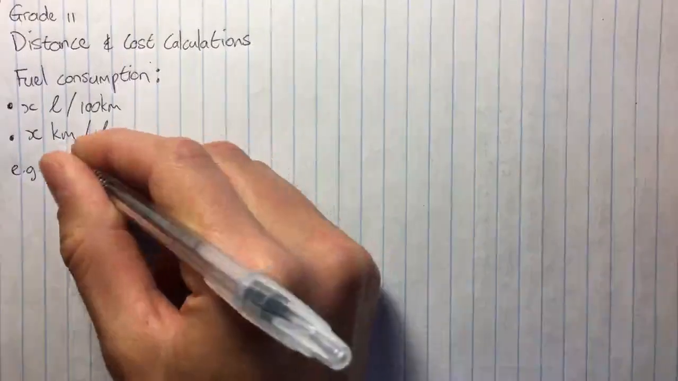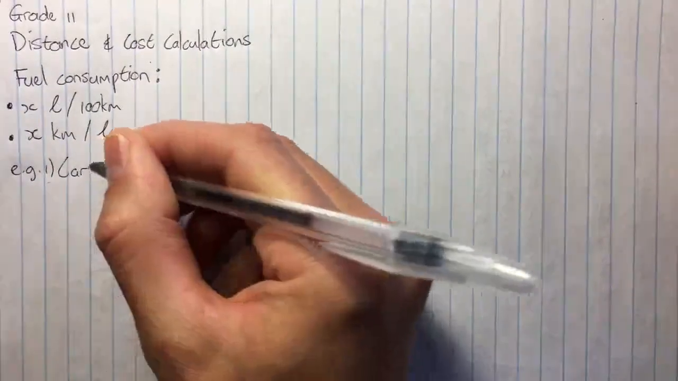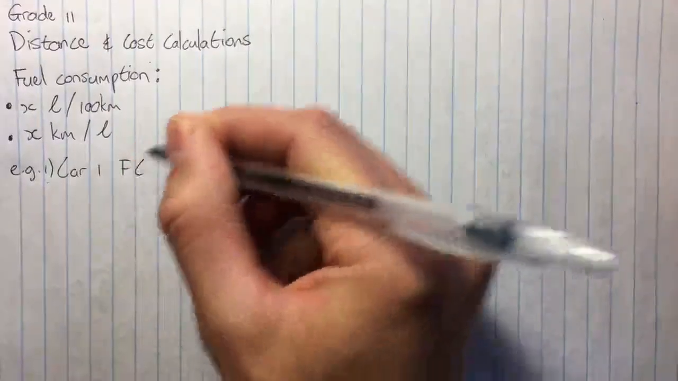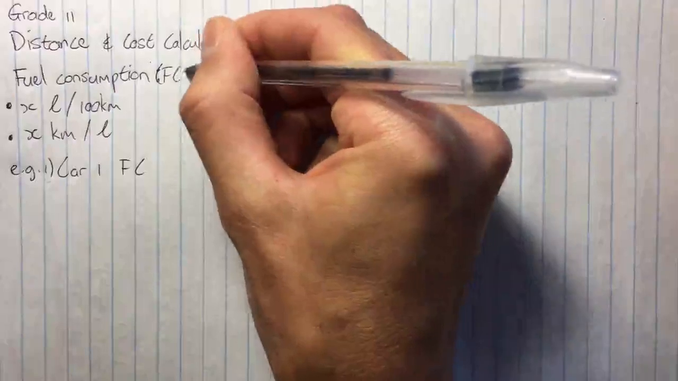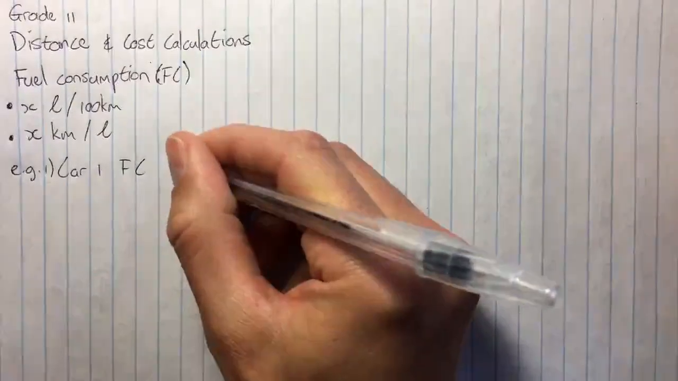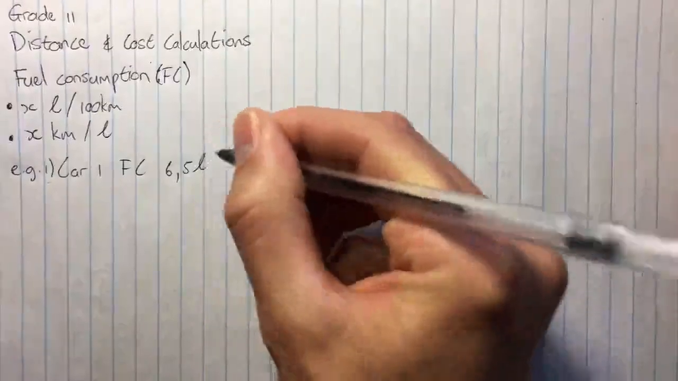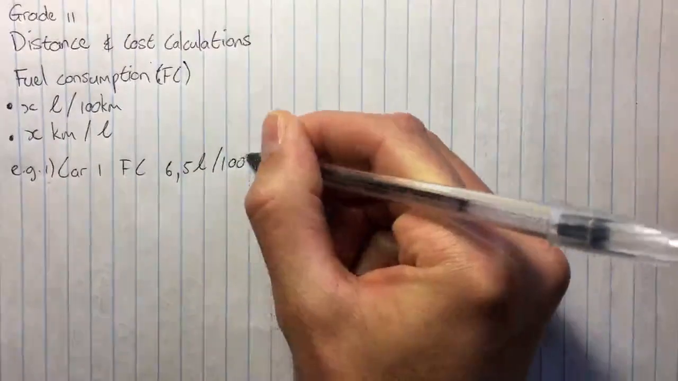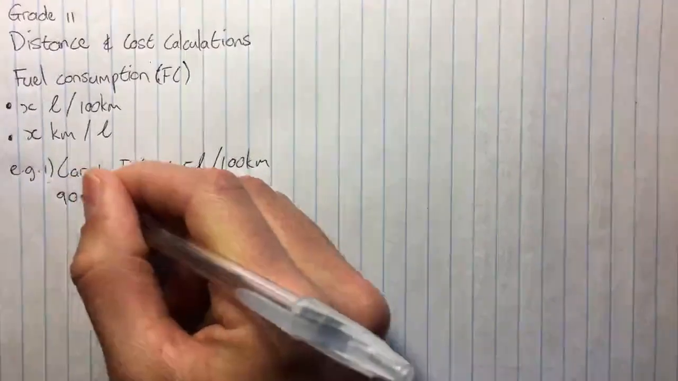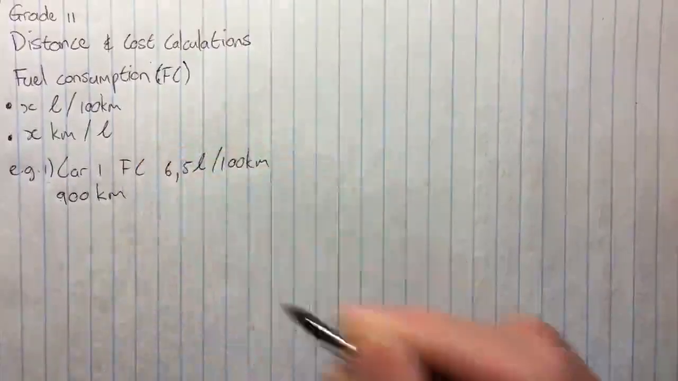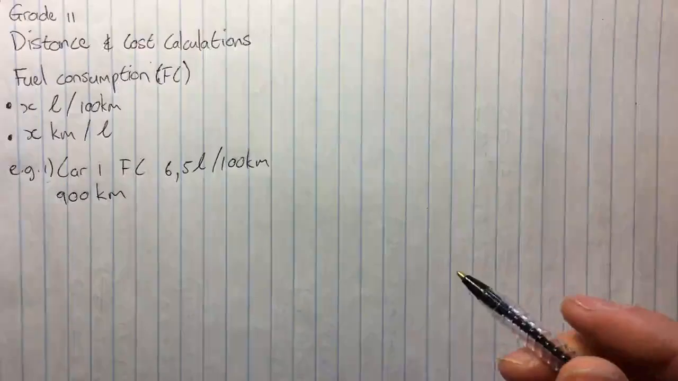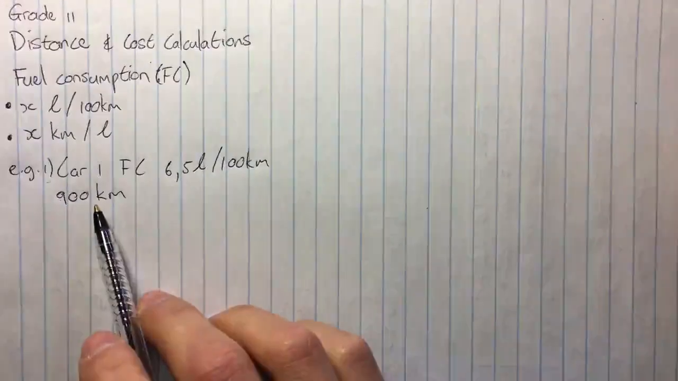Let's write there, fuel consumption. Car 1 has a fuel consumption of 6.5 liters per 100 kilometers and drives 900 kilometers each month. So how many liters would the car use over the 900 kilometers?